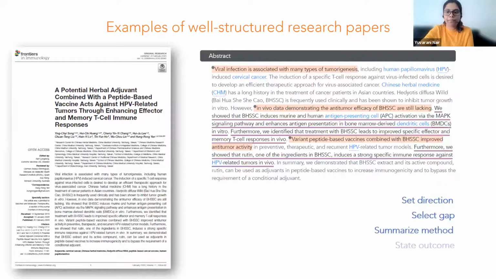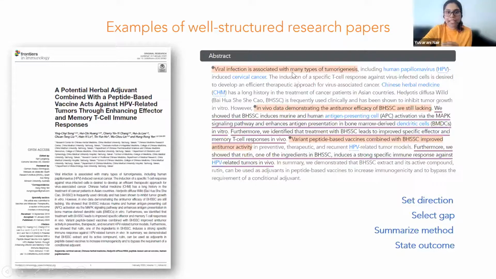Okay, so when you look at the abstract, Scholasy captures the abstract, but it doesn't just look at the abstract. It also highlights the key point and underlines the contribution of the paper. Based on how your paper is written, it would be able to capture them. If you have written the paper according to these rules, your abstract has set the direction, has selected the gap that this paper is trying to fill, and then you summarize the method, and lastly, you state the outcome. So they look into these four aspects of it.